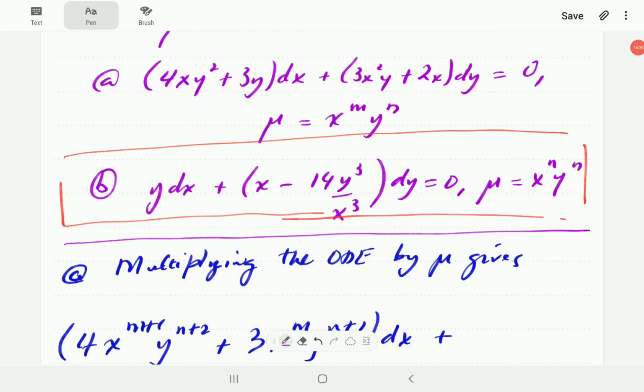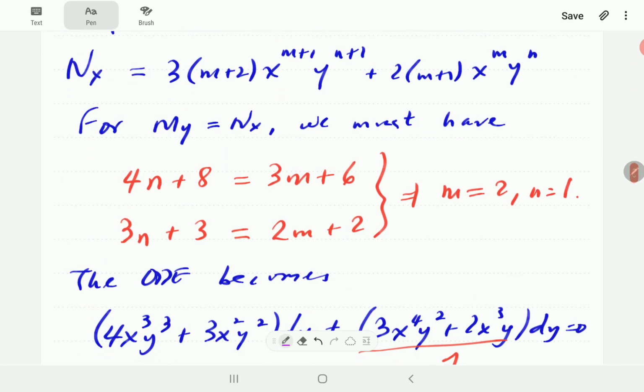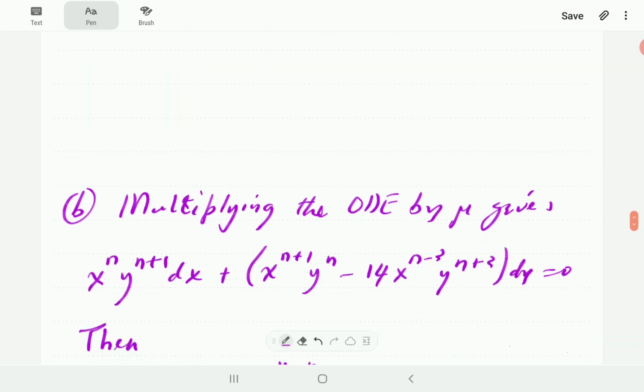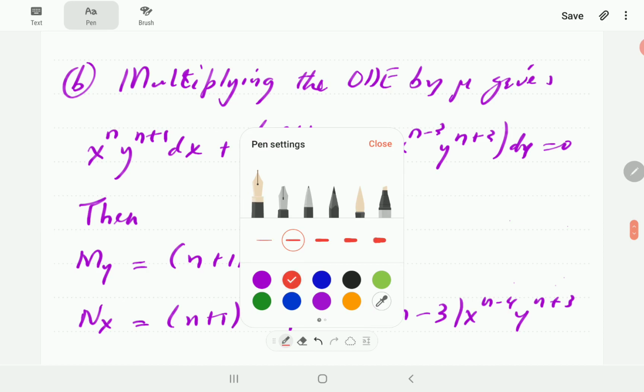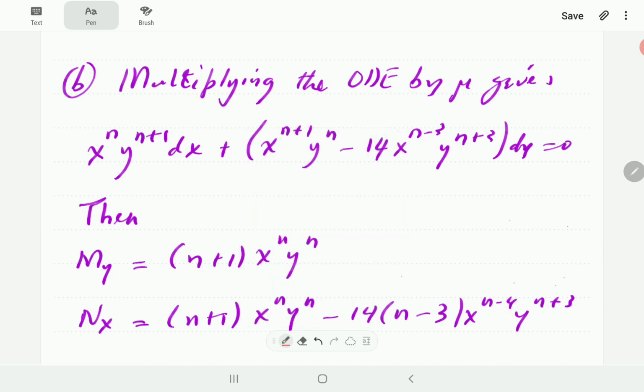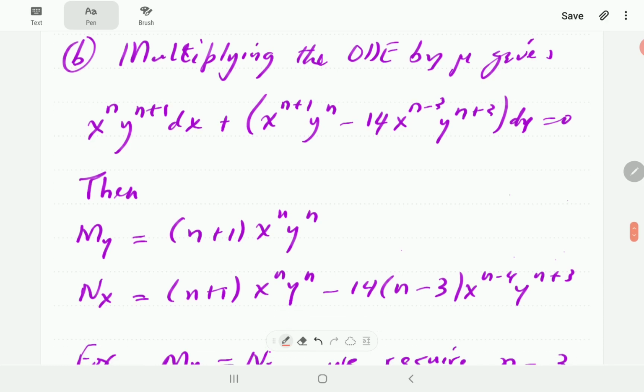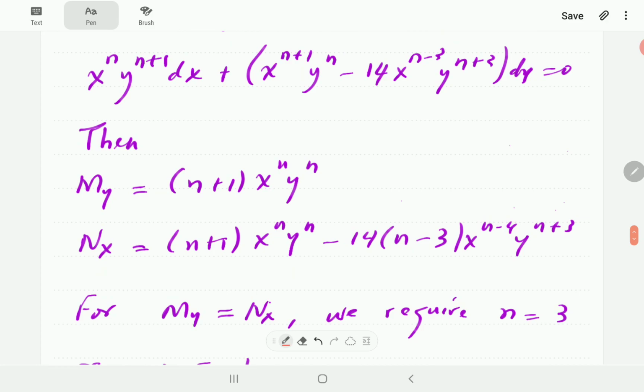All right, so we're now going to show you our solution to this part B. If I multiply the ODE by x^n, this is the equation we're going to get. Then if we differentiate the first term with respect to y, we get that. If we differentiate the second term with respect to y, we get that.